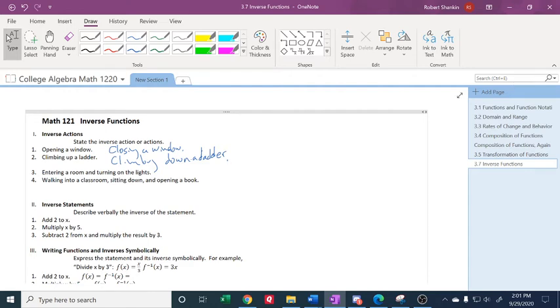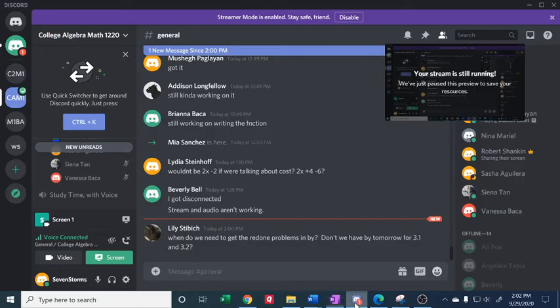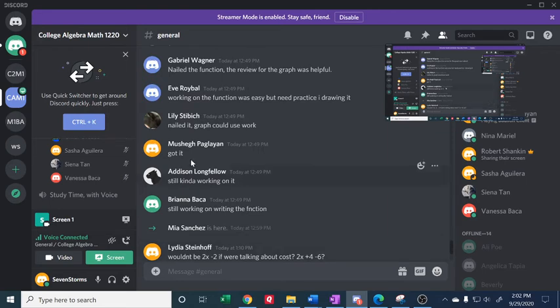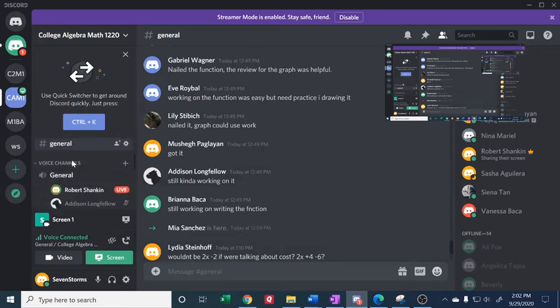All right. Now, number 3 starts to get a little bit more interesting. State the inverse action or actions. Go ahead and type it in. Entering a room and turning on the lights. Type that into your group chat. See how many groups we have here. 6. Okay.